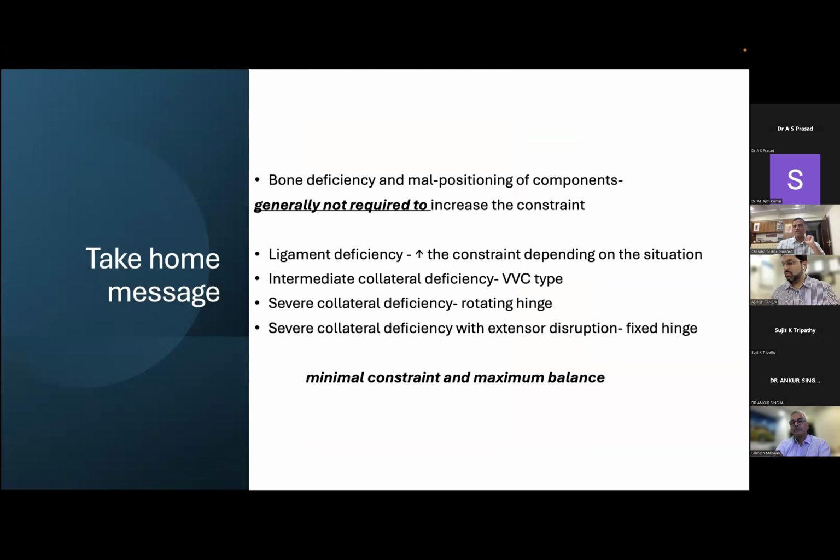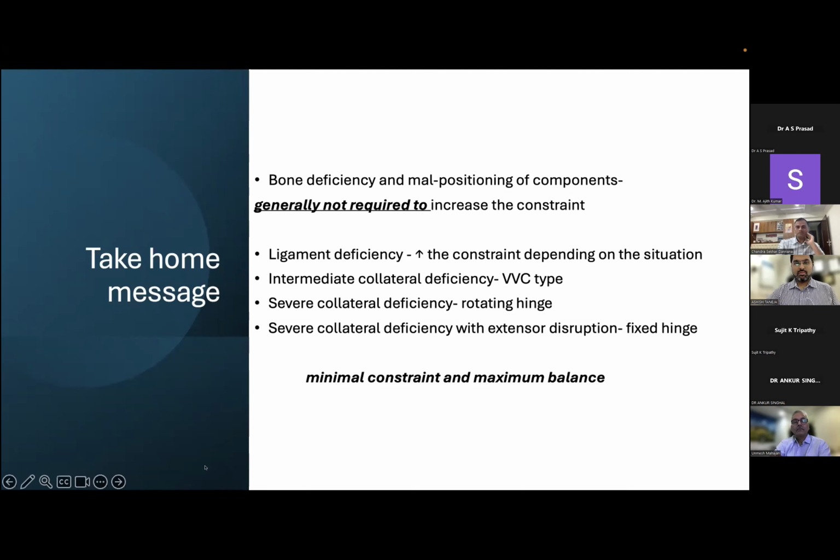However, if there is an intermediate collateral deficiency, then you have to go for a VVC type of implant, and for significant collateral deficiency, a rotating hinge. If it is associated with extensor disruption, either a rotating hinge or a fixed hinge. But the basic mantra is to use the minimal constraint to achieve the maximum balance in a revision scenario.